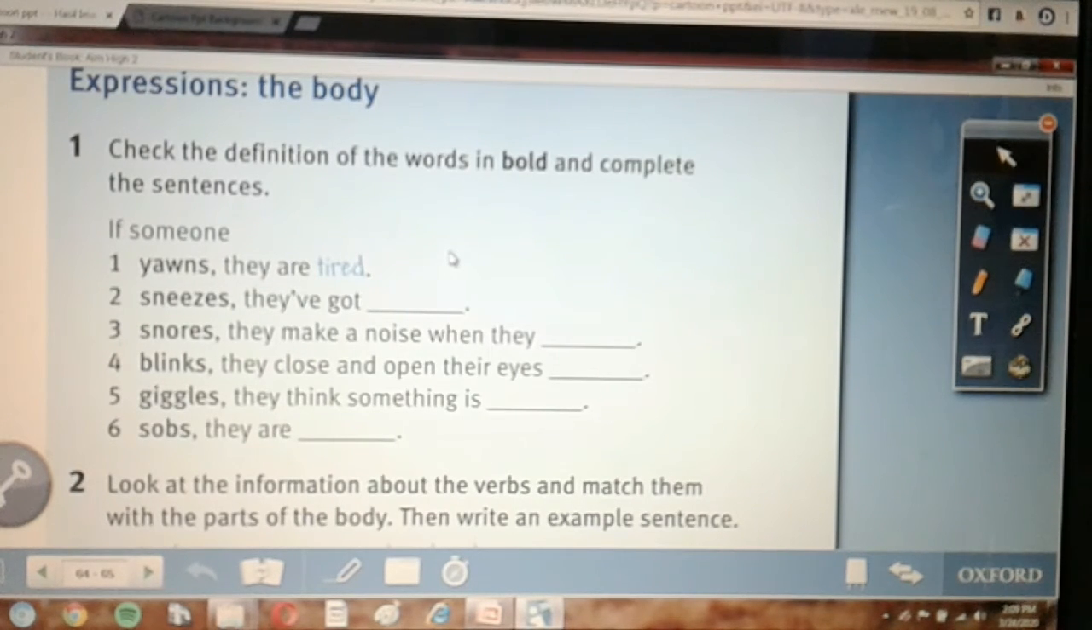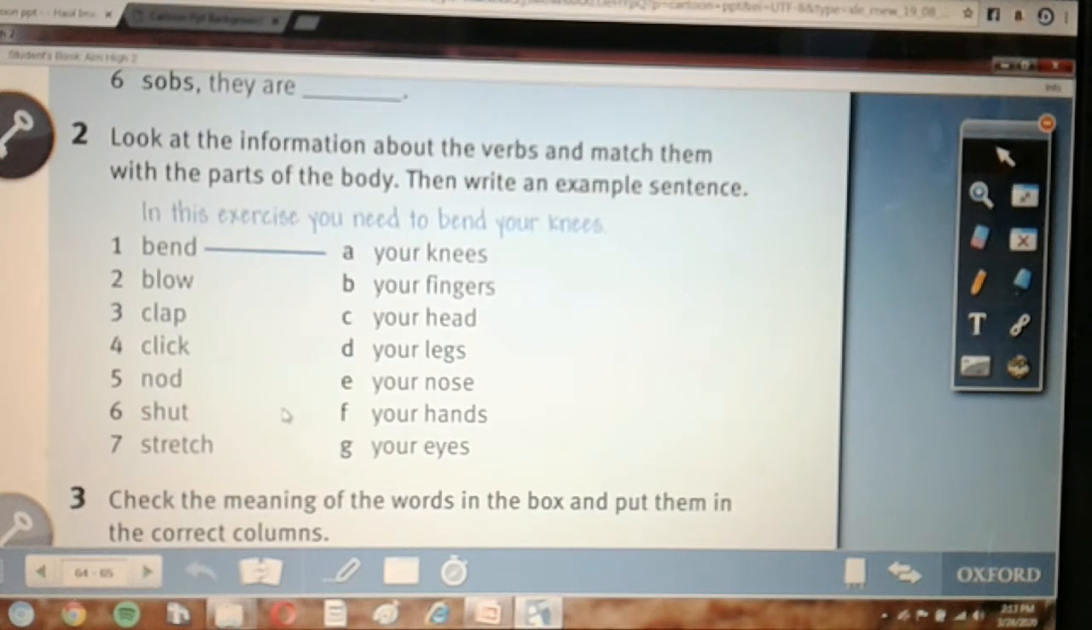Next, 5, giggles. If someone giggles, they think something is funny. Giggles is like a laugh. I'm sorry. Yeah, but that's giggles. So, if someone giggles, they think something is funny. 6, sobs. If someone sobs, they are crying. Sobs is like this. That's sob.